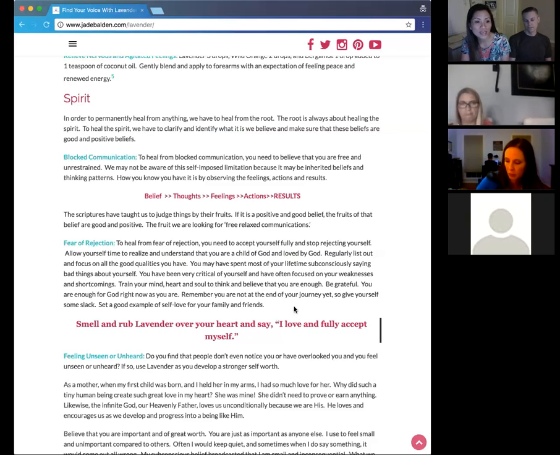So if you like, smell and rub lavender over your heart and say, I love and fully accept myself. Okay, I love and fully accept myself. And over time, when people say no to you and reject you, it doesn't hurt so much. And in fact, sometimes it just doesn't hurt at all. Okay, and we're more confident and happy.